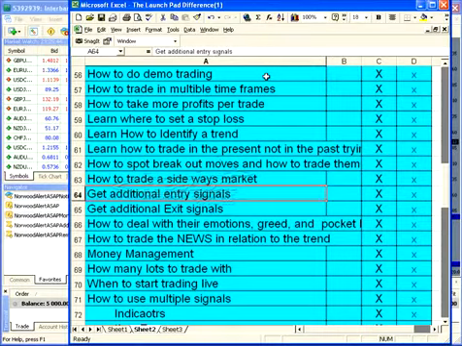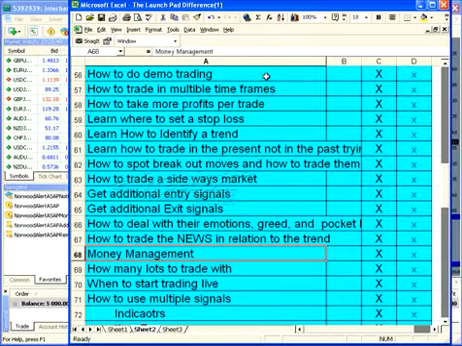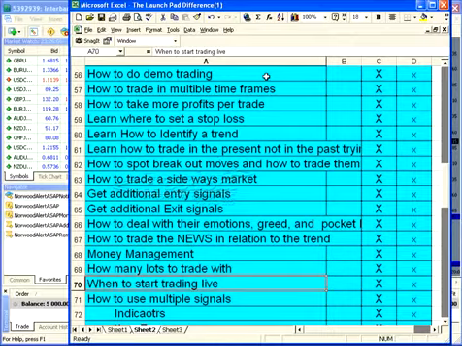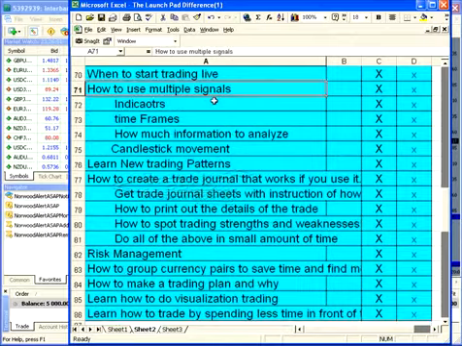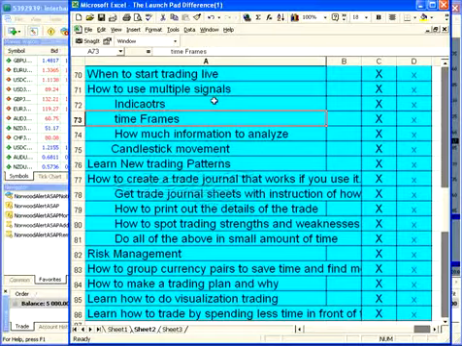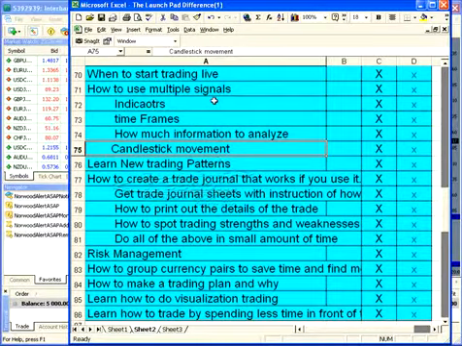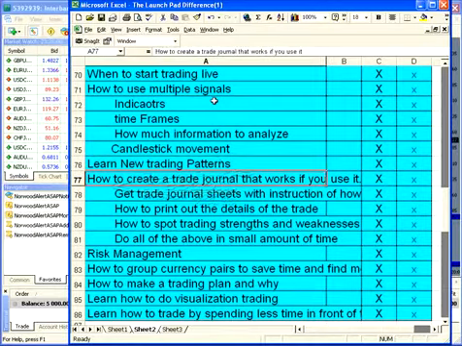how to trade a sideways market, get additional entry and exit signals, how to deal with your emotions, greed, and your pocketbook, how to trade the news in relation to a trend, how to do money management, how many lots to trade on your account so you don't overtrade your account, when to start trading live, how to trade multiple signals like with indicators, time frames, how much information you should analyze, how to use the candlesticks and how they move, not the price movement but the patterns of the candlesticks.